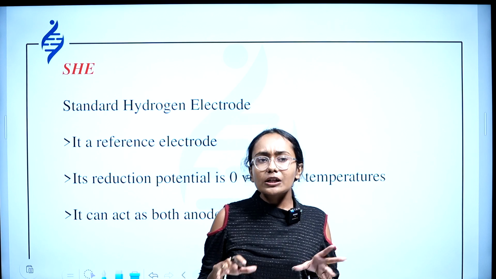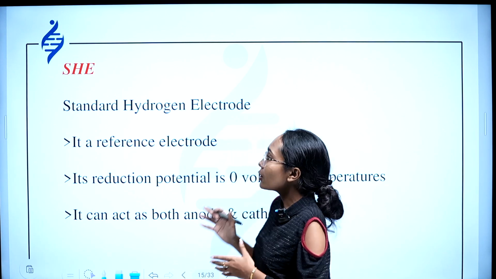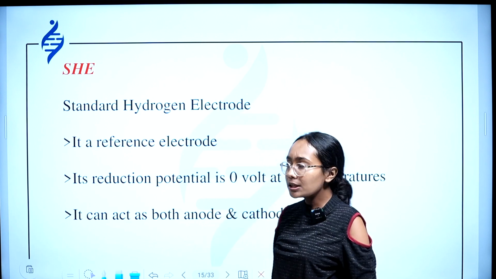By today's class, we will almost complete 50% of this chapter. It's such a small chapter actually. We will also be including some questions from NCERT.